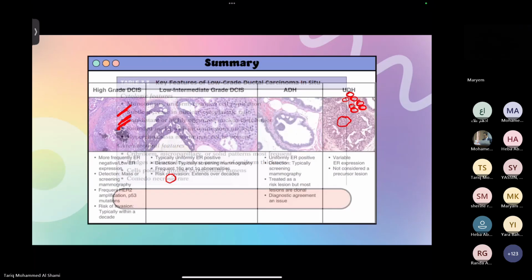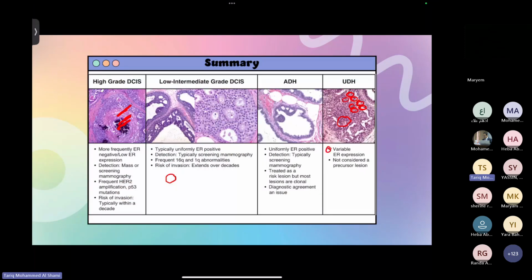Okay, this table is making a comparison between the four diagnoses according to the ER expression. Usual ductal hyperplasia has variable ER expression, atypical ductal hyperplasia has uniform ER positivity, low-grade and intermediate-grade DCIS typically have uniform ER positivity, and high-grade DCIS has very rare or negative ER and PR with frequent amplification of HER2/neu.